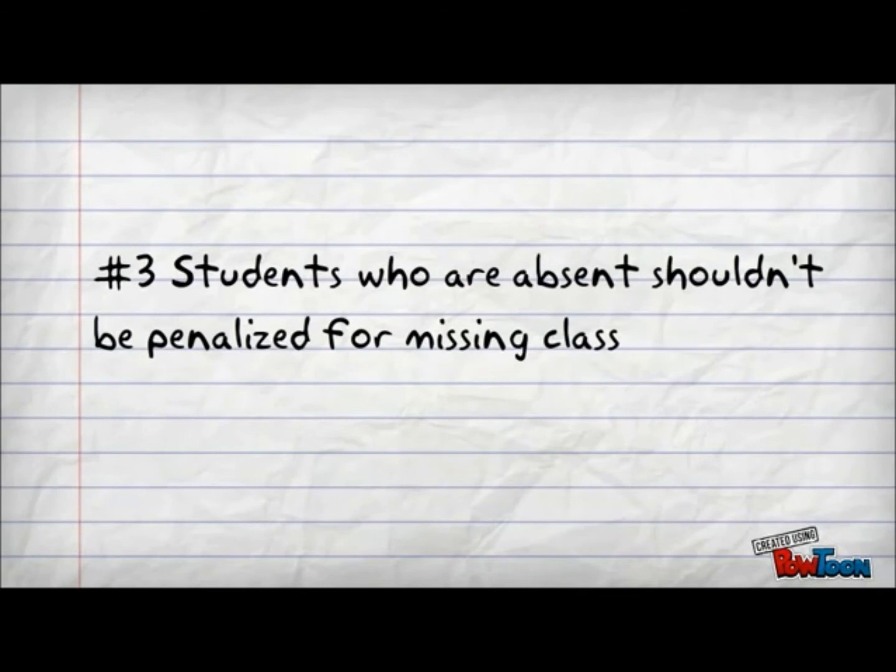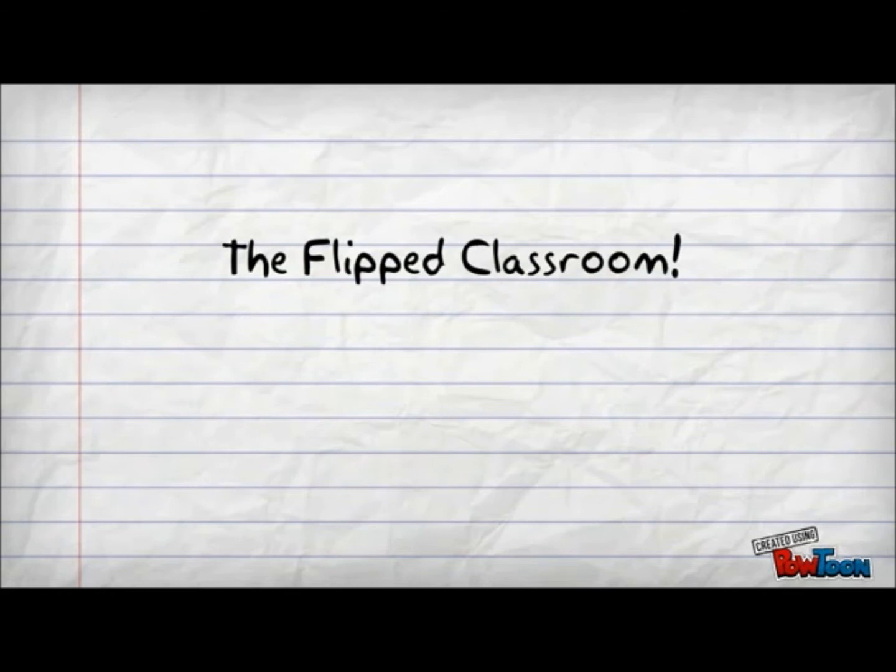Number three, students who miss class throughout the year for a variety of reasons, illness, sports, family reasons, they have to come in on their own time to learn the lesson, and the teacher has to re-explain the whole lesson again to the student. This is not very efficient. These problems can be solved with the flipped classroom.